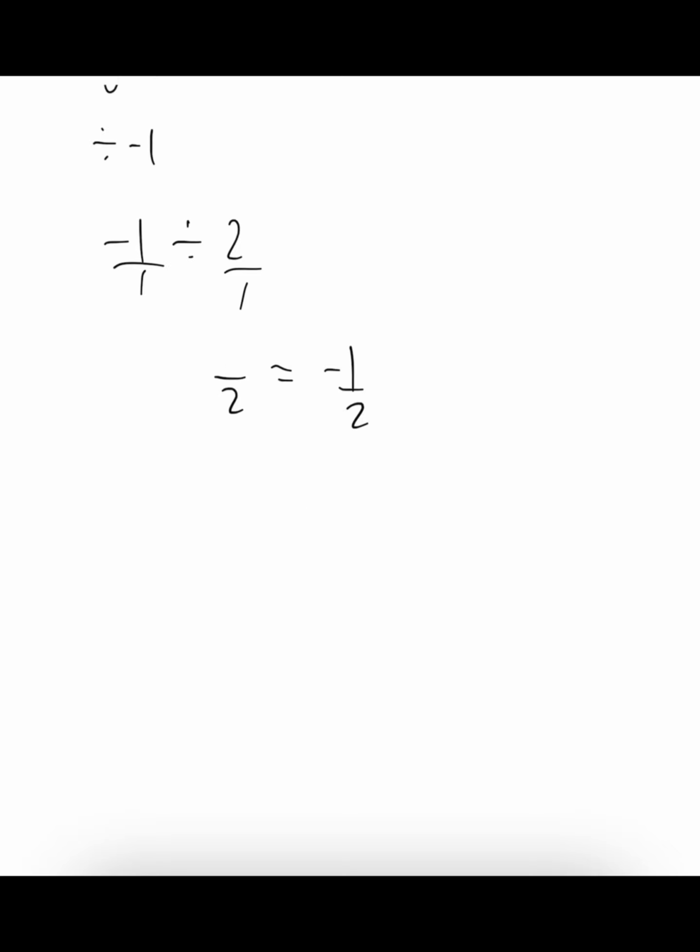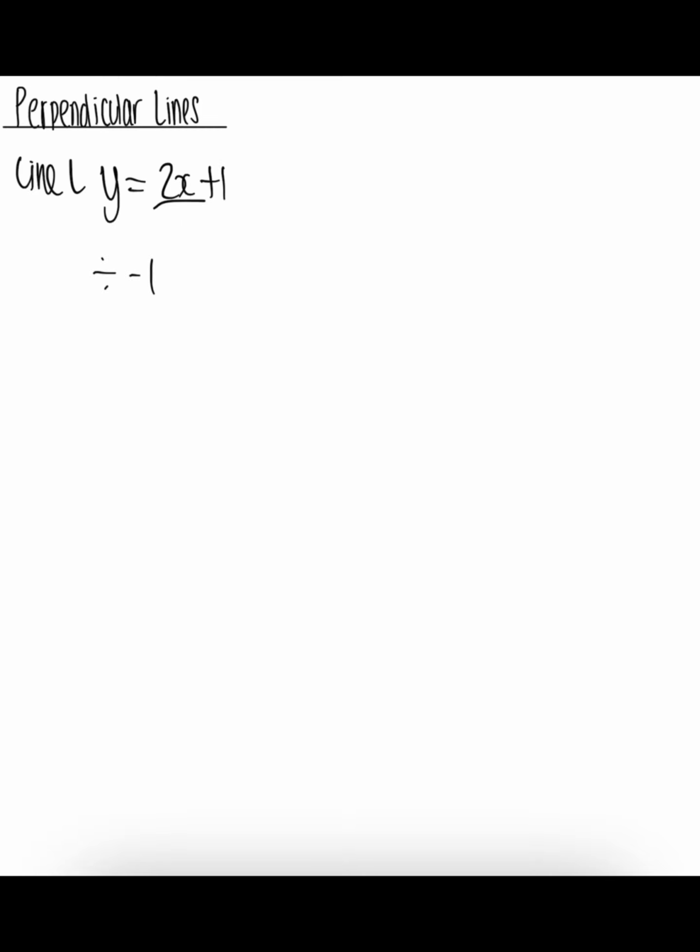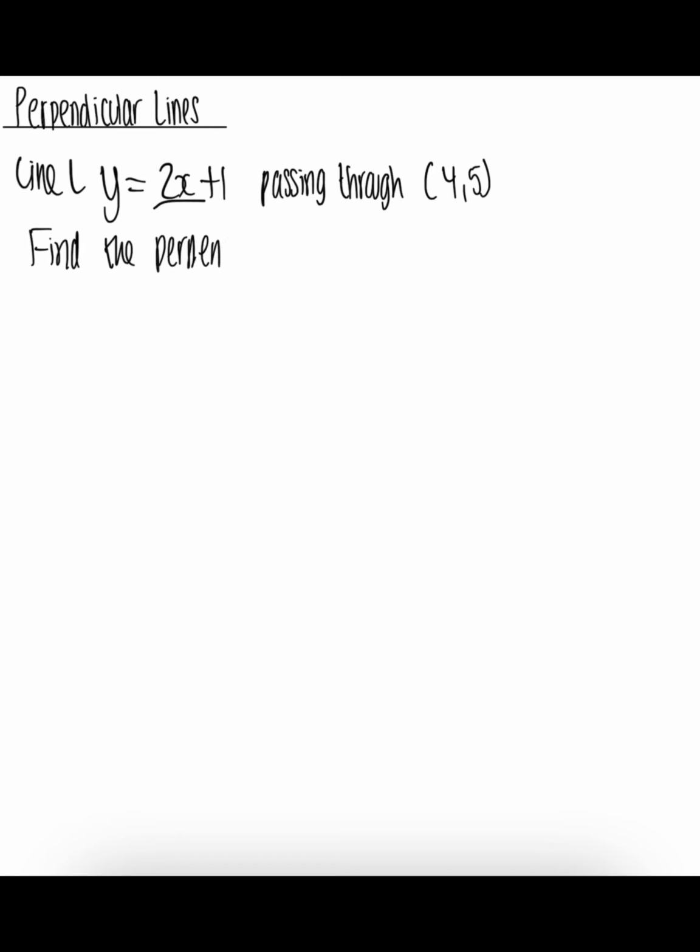So let's just get rid of this. And let's try a question here. We'll use the same equation, and then we will add some coordinates. Y equals 2x plus 1, passing through, let's do 4 and 5. Find the perpendicular equation.